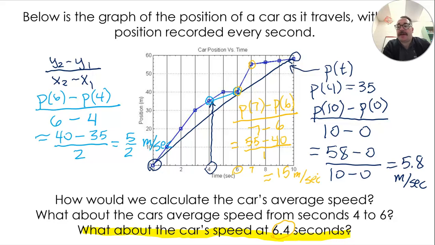So even though our average speed over the time interval is 5.8, if we look at it between 6 and 7, it's 3 times that. And then if we look at it between 4 and 6, it's half of that. So our speed is fluctuating as we travel quite a bit. So the smaller and smaller time interval we use, the more accurate we can be.